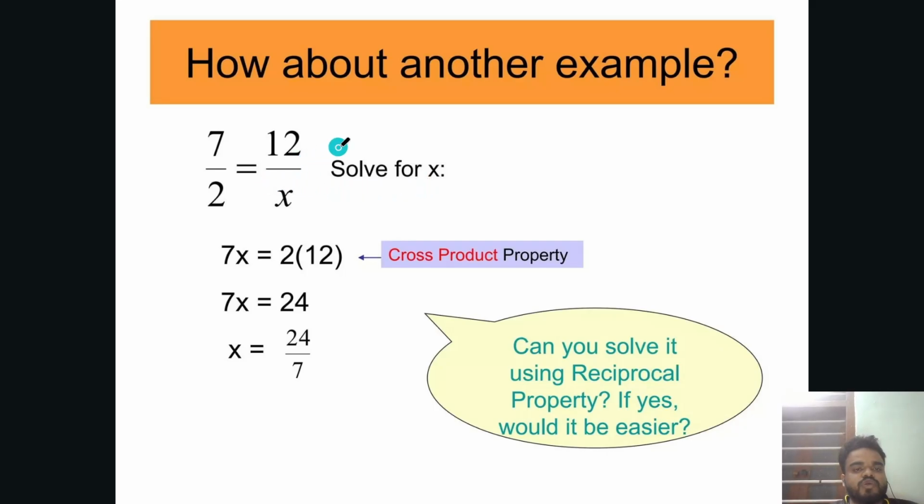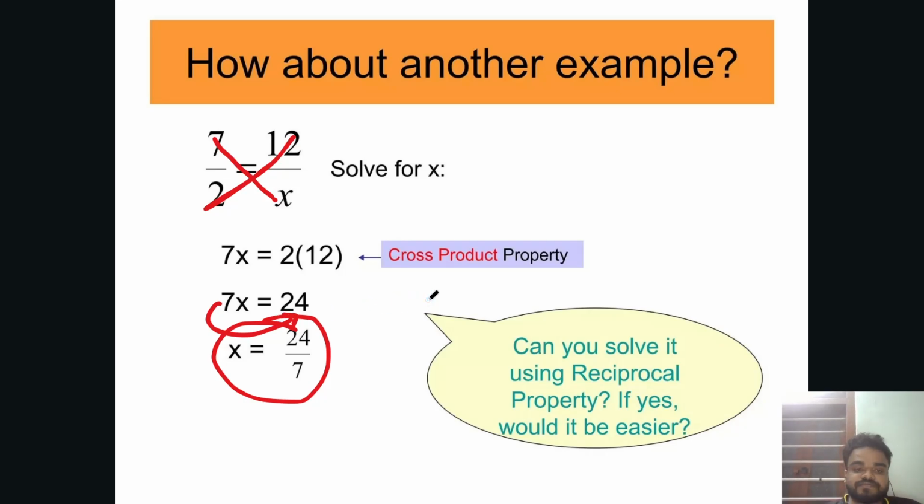Another example. 7 by 2 is equal to 12 by x. Solve for x. Let's apply cross product. Multiply this numerator into this denominator, and this numerator into this denominator. 7 into x is equal to 12 into 2. What is 12 into 2? It's 24. 7 into x will become 7x. So when you send this 7 to this side, it will come down. If it is a coefficient multiple, it will divide this number. That means x is equal to 24 by 7, or 3 and 3 by 7. Got it? Next.